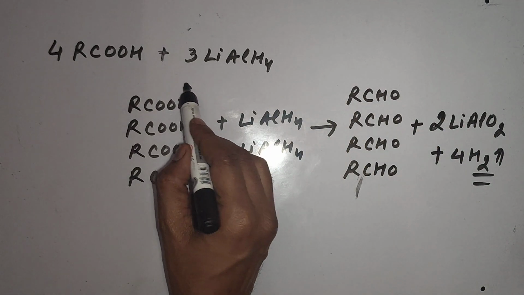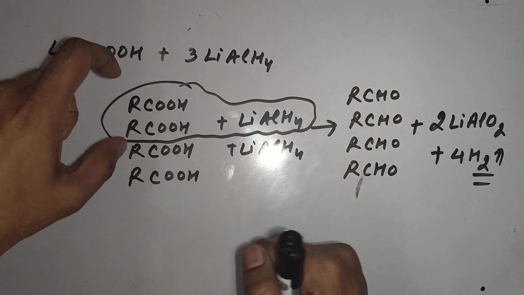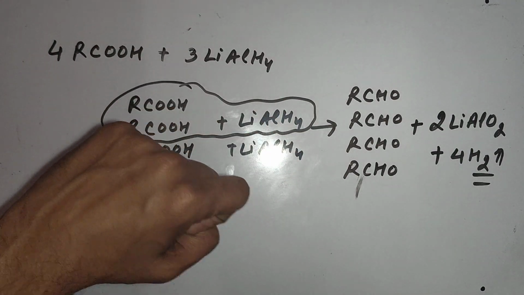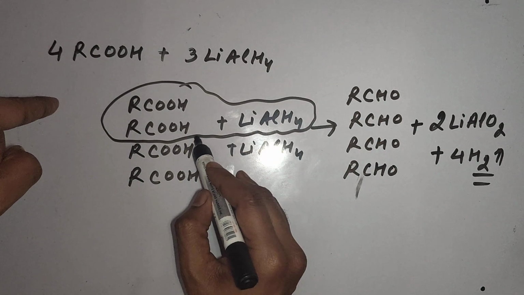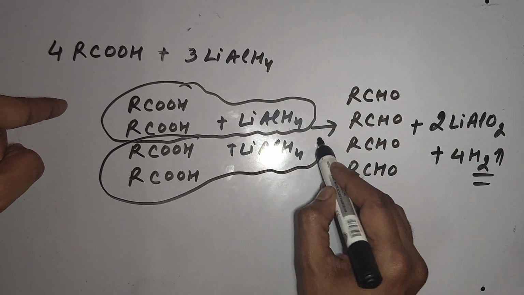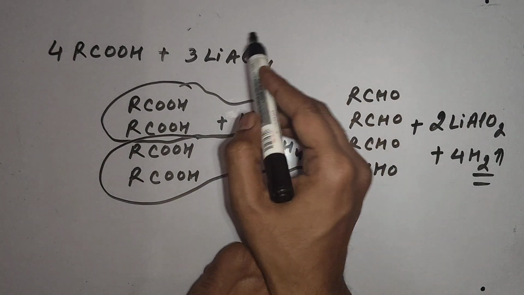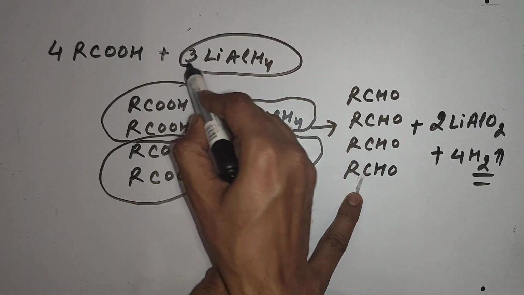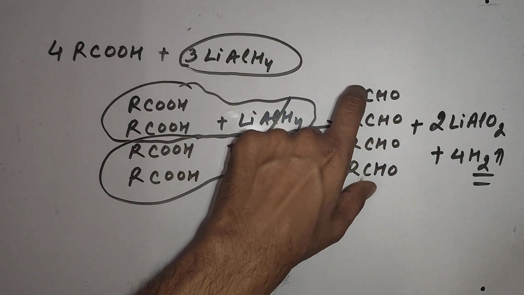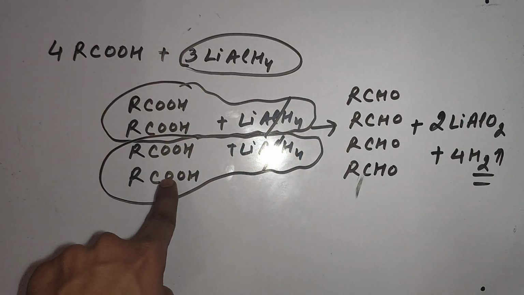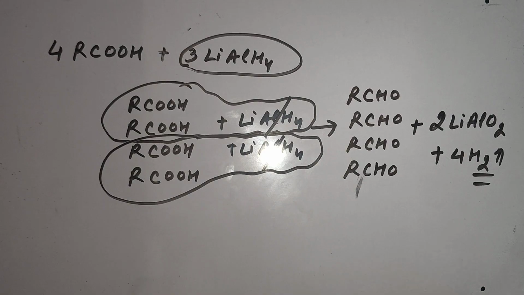I have shown you the mechanism with 2 particles of carboxylic acid and 1 lithium aluminium hydride. Again, a second lithium aluminium hydride with the same process will react with 2 other particles of carboxylic acid, and total 4 aldehydic particles will generate. Means out of 3 lithium aluminium hydride, 2 will be utilized to generate 4 aldehydic particles from 4 carboxylic acid particles. Now what about the third lithium aluminium hydride, sir?